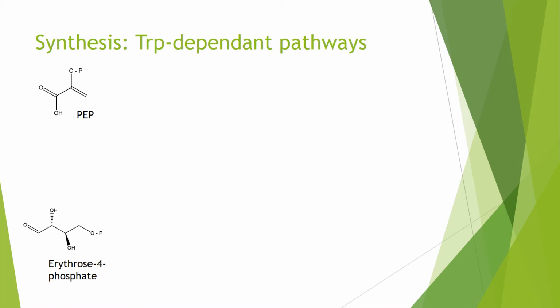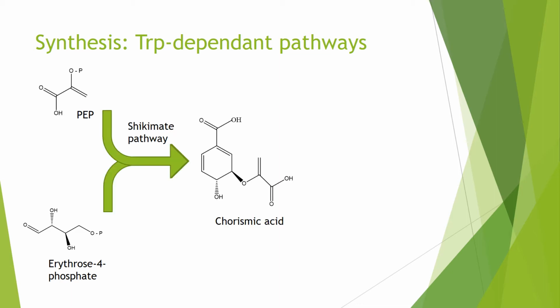There are two main ways to make auxins, the tryptophan-dependent pathway, discussed here, and the tryptophan-independent pathway. Now, starting with the dependent pathway, we have the central metabolites PEP and erythrose 4-phosphate. These are central metabolism intermediates, and they're used in the shikimate pathway to create chorismic acid. And also, the shikimate pathway is used to create folates and other aromatic amino acids.